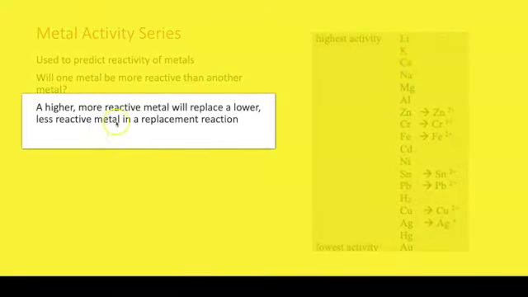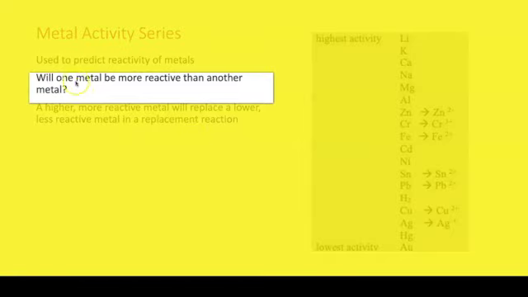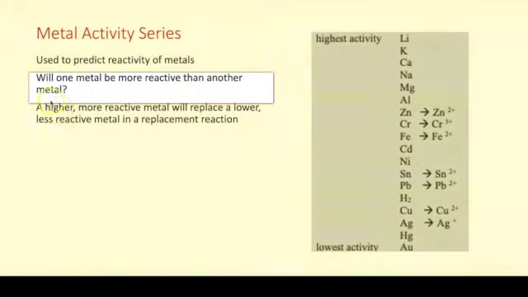So they can be right next to each other, or they can be far apart from each other on this chart. The higher metal will replace the lower metal, and there will be a replacement reaction that occurs. So we use this to predict if there will be a replacement when there are two metals in the reactants.